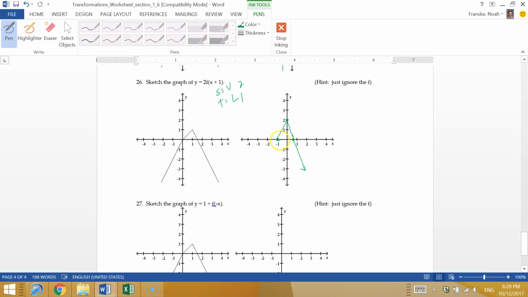And over here, usually we would go left 1 and down 2, so I have to go left 1 and down 4 this time, because we have a vertical stretch by 2. Skinny again. Nice.